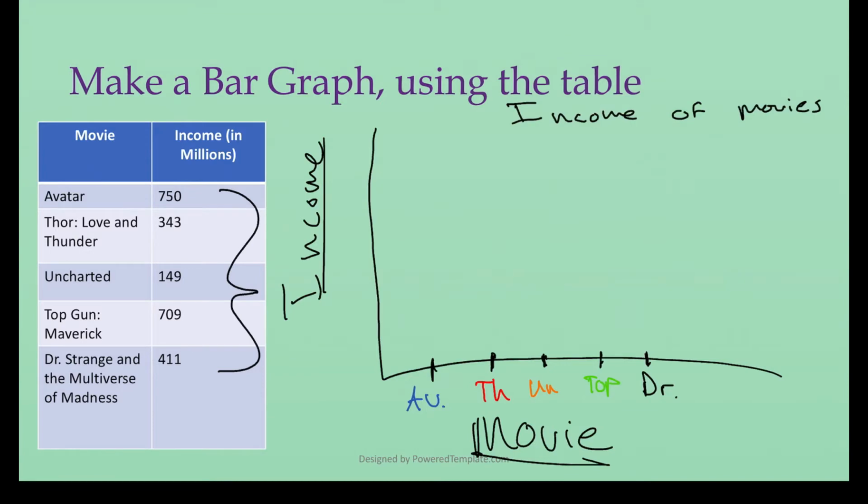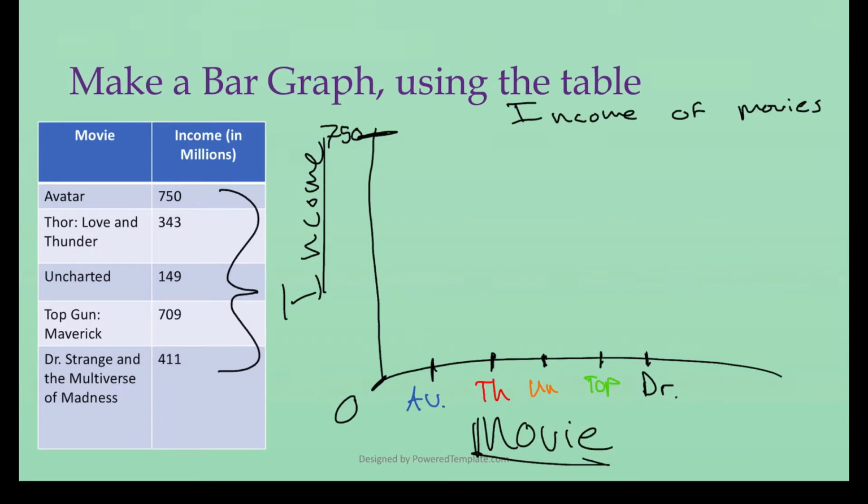Off to the side, you need to start with a certain amount. So over here we're putting the income, so we're making a scale to go up by for the income in millions. We could probably just start at 0. Now our highest is 750. So we want 750 to be about there. Now what scale, or how much, should we go up by each time?